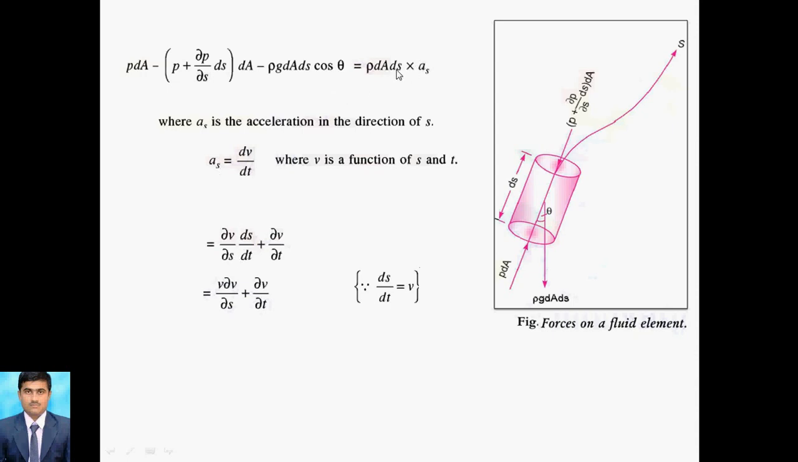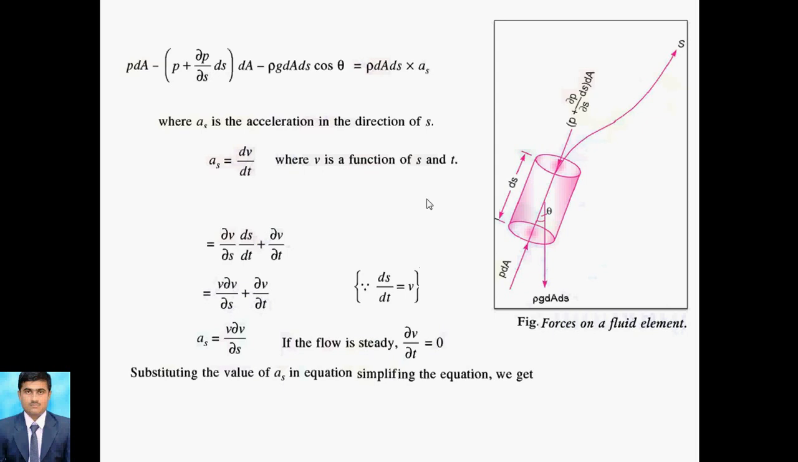If you put this as over here, after simplification what will happen? Here dou v by dou t is 0, because we consider this flow as already steady. Only v dou v by dou s remains. So if you put this value of as into the equation, we get v dou v by dou s as it is, and then if you solve it, what will happen after simplification?